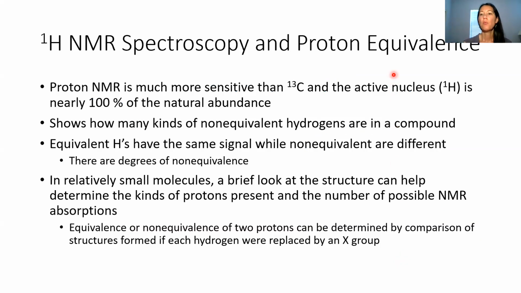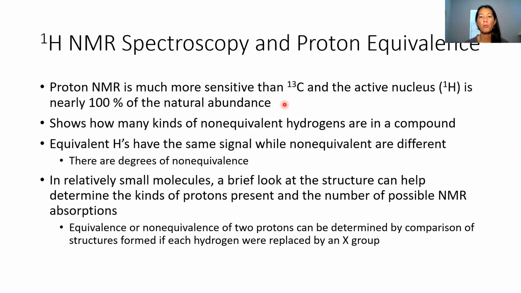Okay, what we need to talk about last is proton equivalence, and this is really powerful to help us look at an NMR spectrum, which is more sensitive than carbon NMR, and look at the different types of non-equivalent hydrogen.